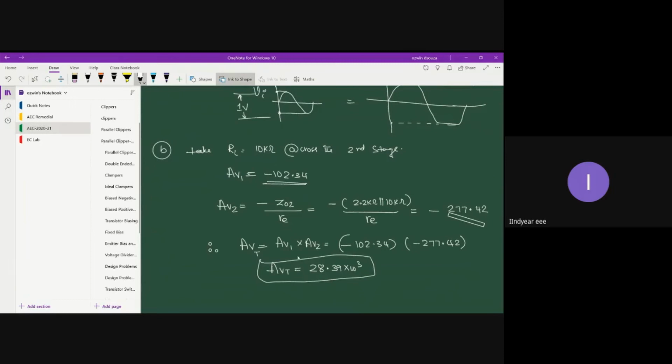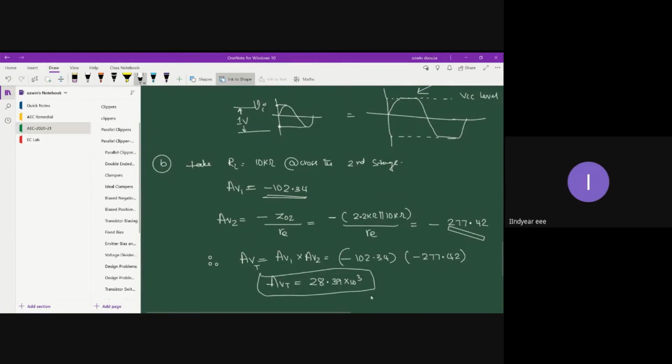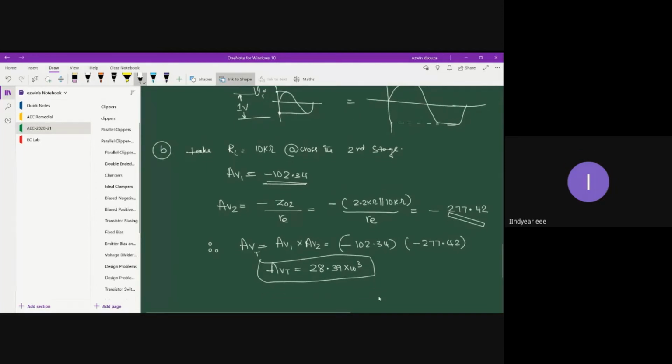Okay, so that's your AV total. You can clearly observe that AV total has reduced. In the first case, you had an AV total value of 34.64 kilo, and in part B, you have an AV total which is close to 28 kilo. Okay, so that's your AV total.